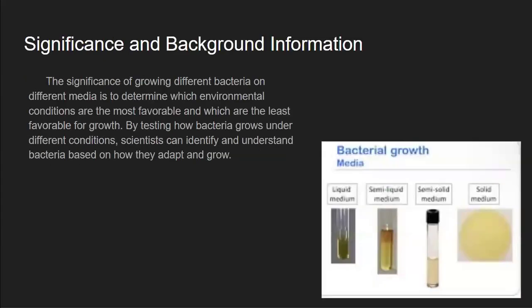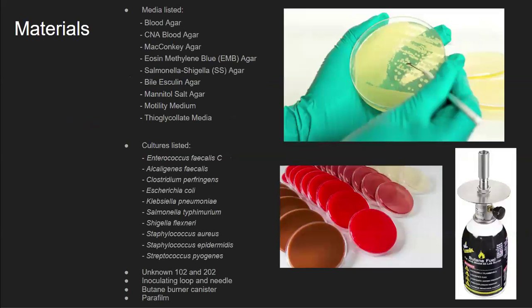Significance and background information. The significance of growing different bacteria on different media is to determine which environmental conditions are the most favorable and which are the least favorable for growth. By testing how bacteria grow under different conditions, scientists can identify and understand bacteria based on how they adapt and grow. The materials. The media is listed and the cultures that we use are also listed.